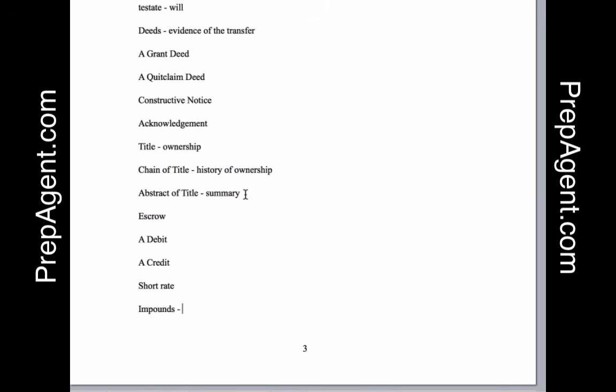Impounds. Give me an example of it. I don't know. Taxes and insurance. Basically, if you get a loan, who gets paid first, taxes or the loan people? Taxes. Right. So they're going to create an impound account to make sure it's collected so that gets paid, because they know if that doesn't get paid, they're not getting paid. And that's what impound accounts are all about.